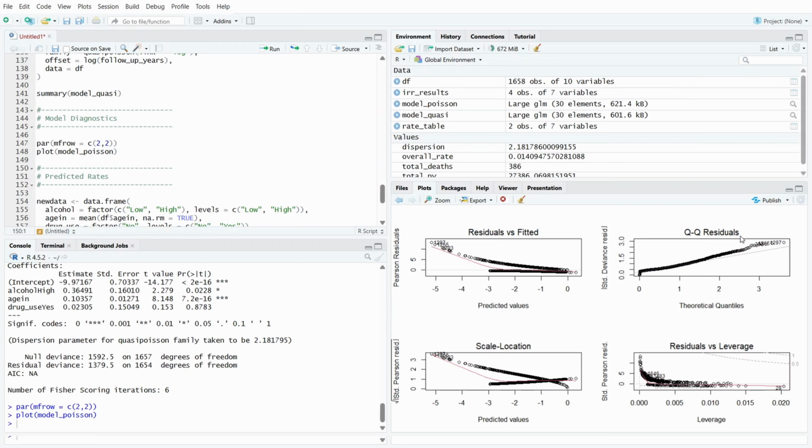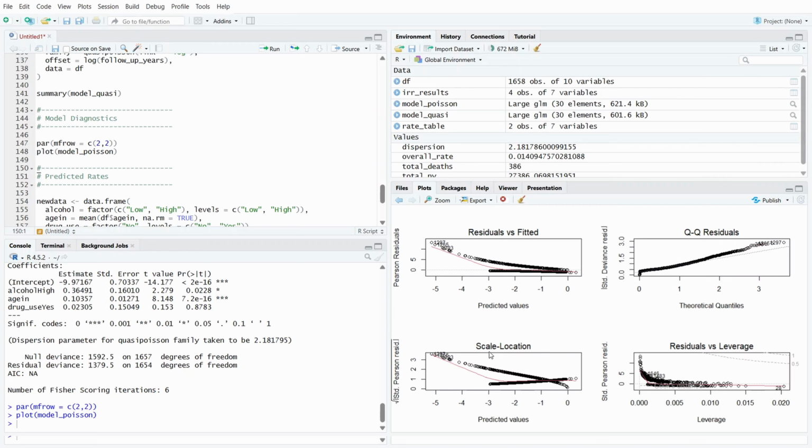Now, the top right, the QQ plot of residuals. This compares the distribution of residuals to what we'd expect under the model. Ideally, the points should fall along the diagonal line. Here we see a noticeable deviation, especially in the upper tail where points curve above the line. That indicates that the model is underestimating extreme values. In other words, there are more large residuals than expected. Again, this is consistent with overdispersion and heavier tails than the Poisson assumption allows.